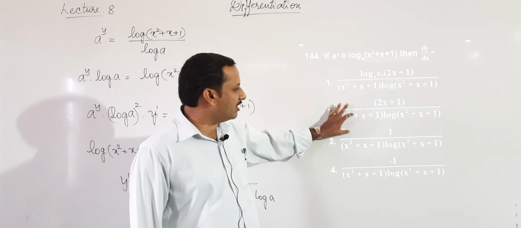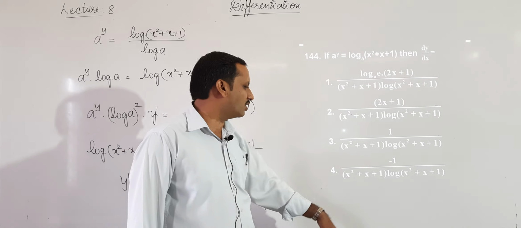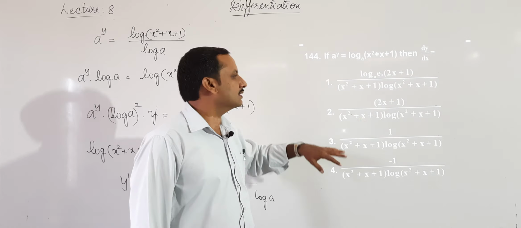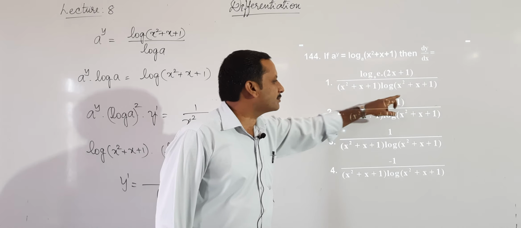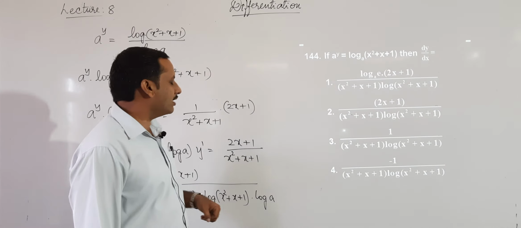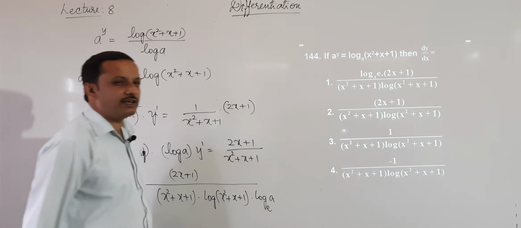So this is okay, but log a is missing here. This is not okay because 2x plus 1 itself is not there. Here also 2x plus 1 is not there. This is the one which is closer to the answer. But here you observe 2x plus 1 by x square plus x plus 1 into log of x square plus x plus 1. All of those are available. Only thing that is not available is log e to the base a. Here base I have not mentioned, which means it is log a to the base e.